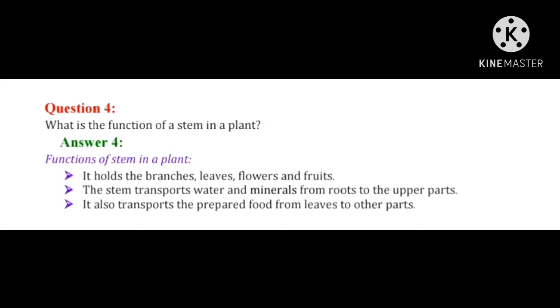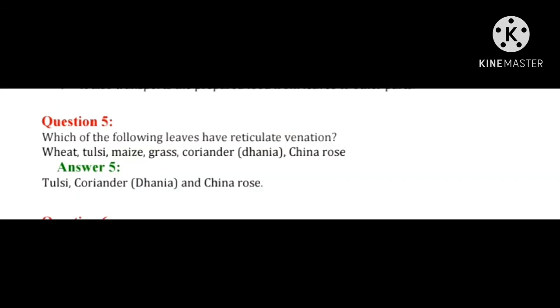Fourth question, what is the function of a stem in a plant? It holds the branches, leaves, flowers and fruits. The stem transports water and minerals from root to the upper parts, and it also transports the prepared food from leaves to the other parts of the plant. Fifth question, which of the following leaves have reticulate venation? Wheat, tulsi, maize, grass, coriander, China rose. The answer is tulsi, coriander and China rose.